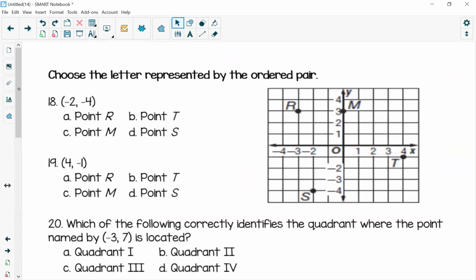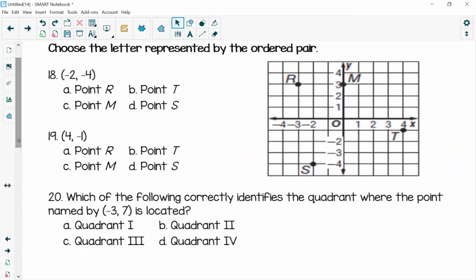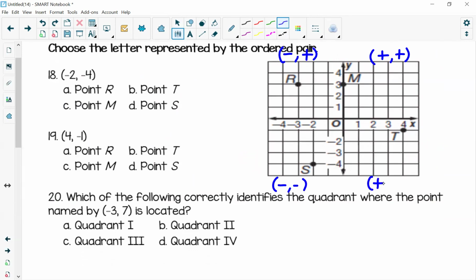Okay, so now we're back here and it says choose a letter that's represented by the ordered pair. All right. So let's see here. It says -2, -4. Now remember, when we do this in our notes, I always said this is going to be my positive, positive. We have negative, positive, negative, negative, and then we have a positive, negative. Okay, and there we go. That is right smack dab in the middle. That is my origin. So we're going negative, negative. So we're in quadrant 3.